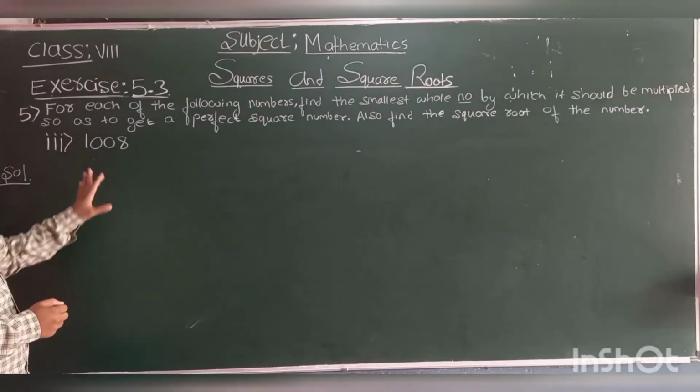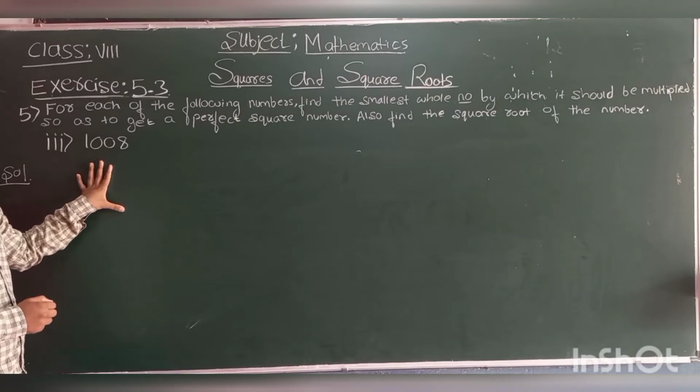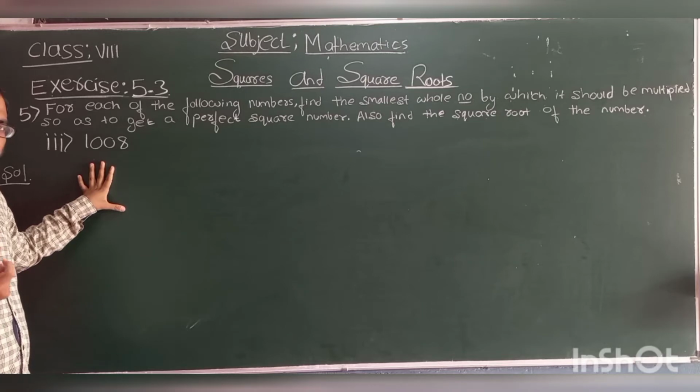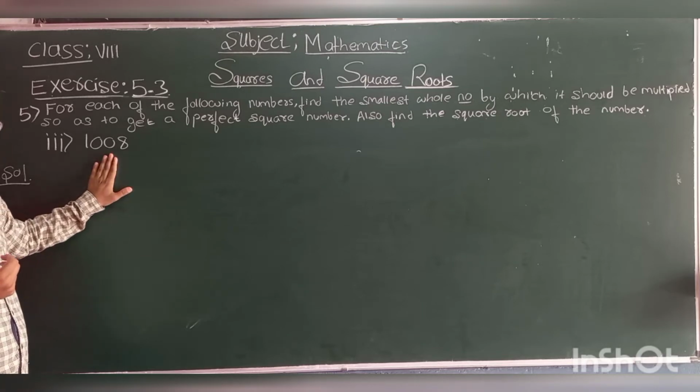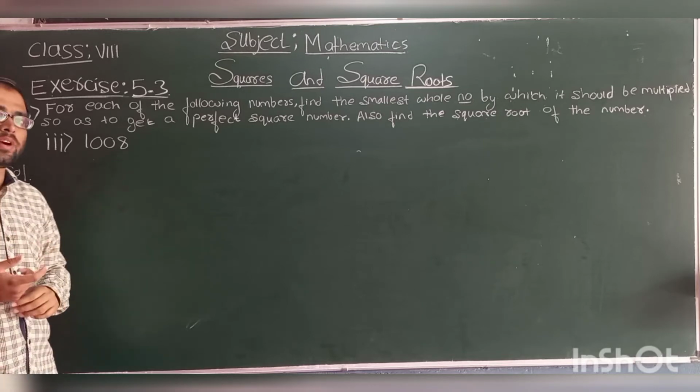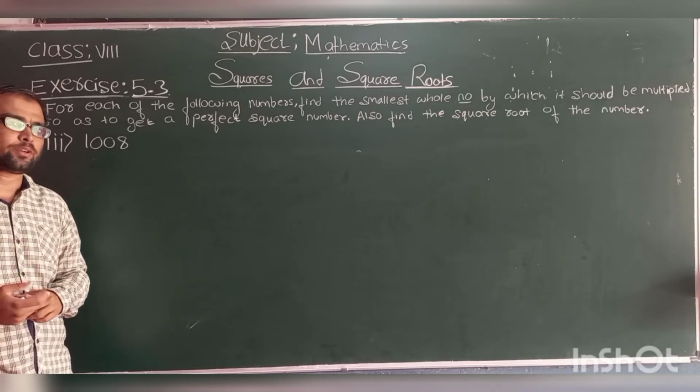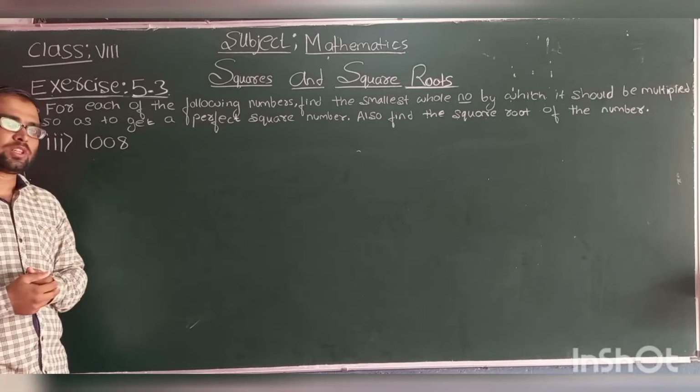Okay, so what are we given? 1008. Okay, so now what do we need to do? We need to find a number so that when we multiply that number to this number, that is 1008, we will get a perfect square. Okay, so in order to find that number, what do we need to do? We need to factorize 1008.